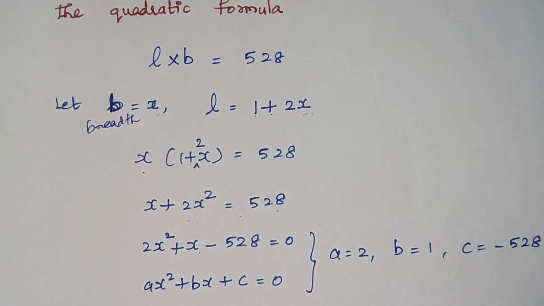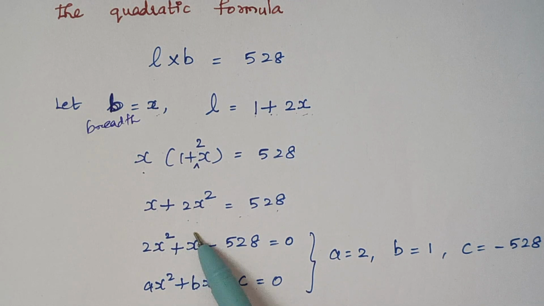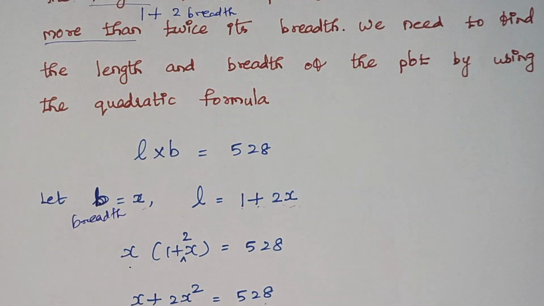So, here I am going to compare this equation with the standard equation. What is the standard equation? Ax square plus bx plus c. So, what is the value of A? It is 2. The value of B, here there is nothing, so it is 1. And the value of C is minus 528. In the problem, it is clearly given that find the length and breadth by using the quadratic formula.